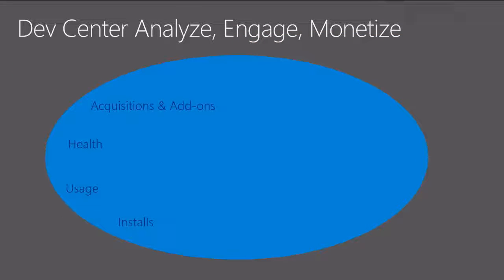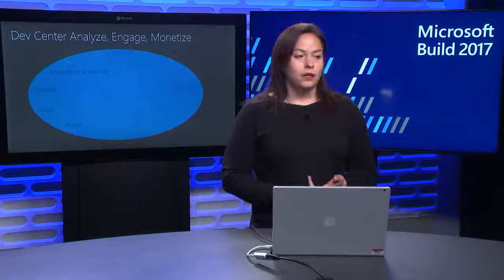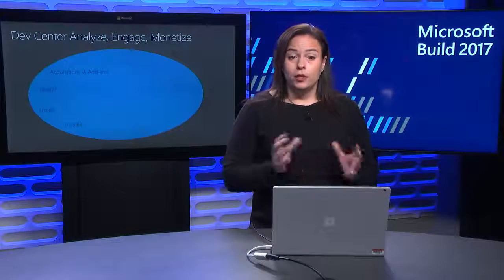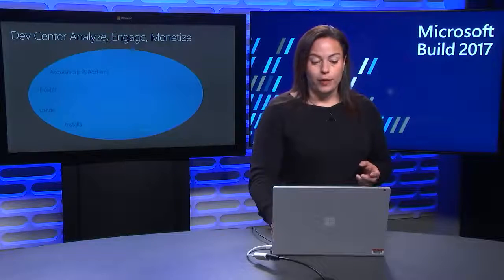Let's take one step deeper and talk about some of the things that are there in Dev Center and how they will apply to Win32 apps. We have reports that talk about how your app is behaving: acquisitions reports, health and crash reliability reporting, usage reports, and install reports. All of these together give you an idea of who's acquiring your app, how often, who's using it, and where it's breaking. So you can get insights about your app that way.